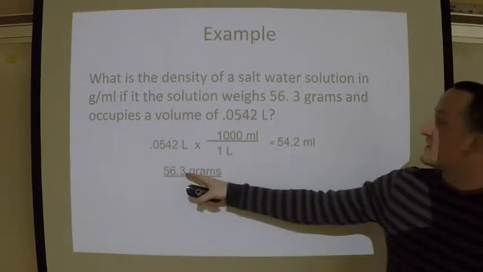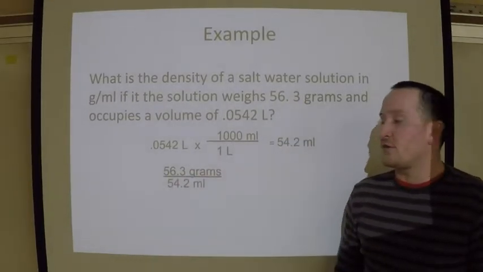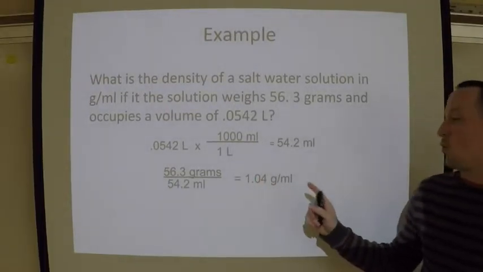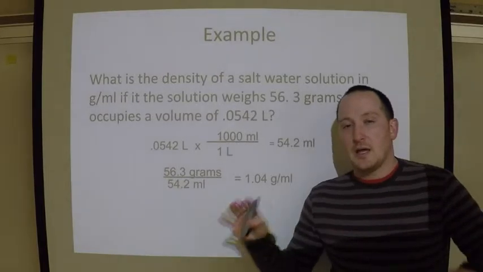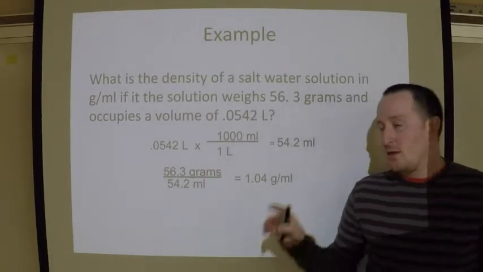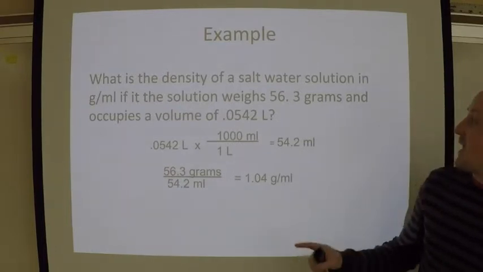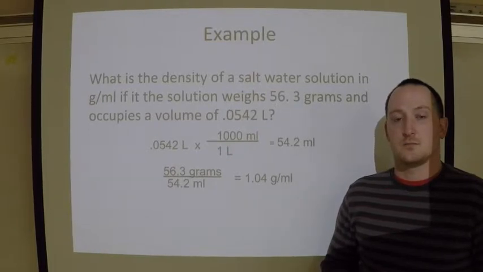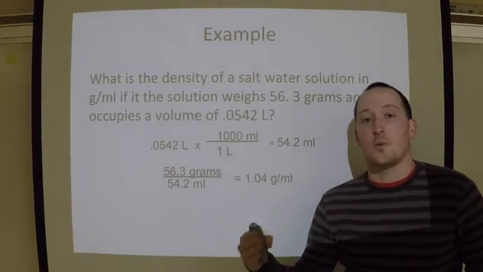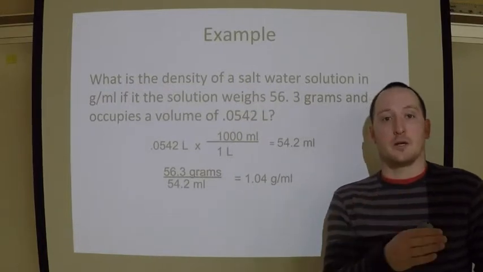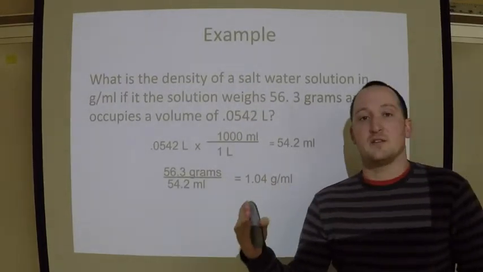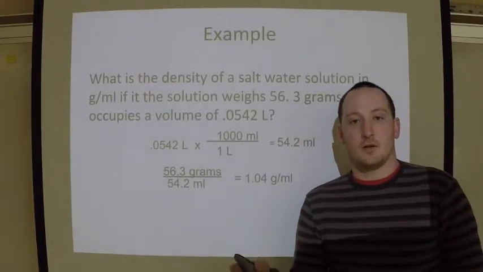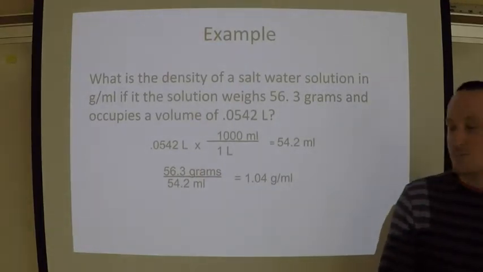So now I'm going to take my 56.3 grams and divide by my 54.2 milliliters. And what that gives me is that my density is 1.04 grams per milliliter. Here's what that unit means. That unit means that if I had 1 milliliter of this solution, it would weigh 1.04 grams. Because the density is 1.04 grams per milliliter, meaning 1.04 grams has a volume of 1 milliliter. Or if I had 1 milliliter of it, it would weigh 1.04 grams.